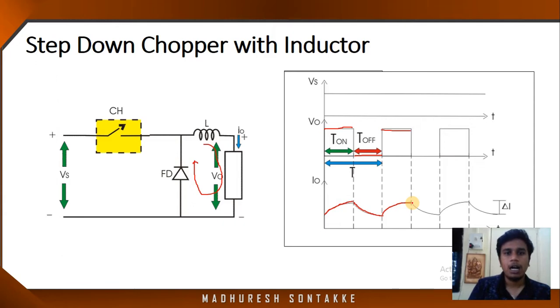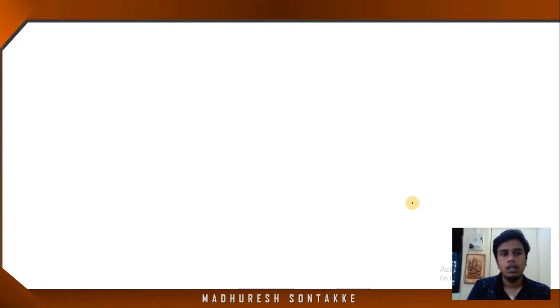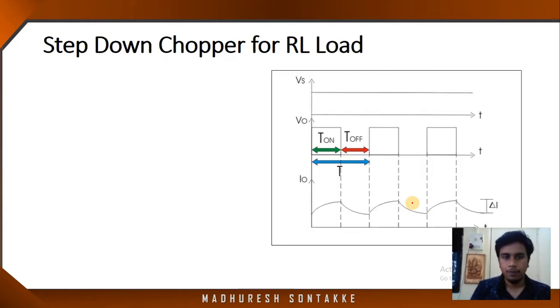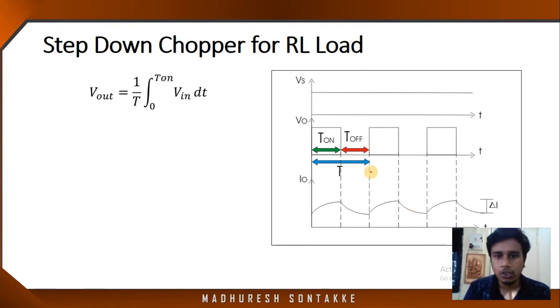Now we'll see how to find the voltage equation for this step down chopper. It is very easy to find the output voltage equation for the step down chopper. As we all know, this is our total time period T. So this is 1 upon T, integration from 0 to T on only, because from T on to T off there is no voltage, so basically the voltage is 0. We are not going to consider it because it is directly 0. We are going to integrate this part only, from 0 to T on.